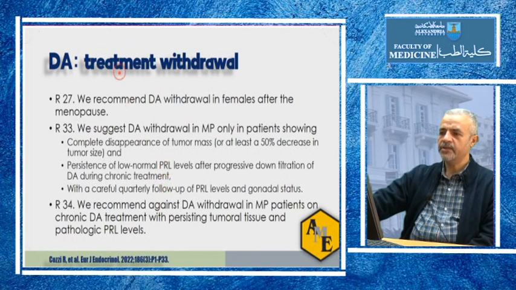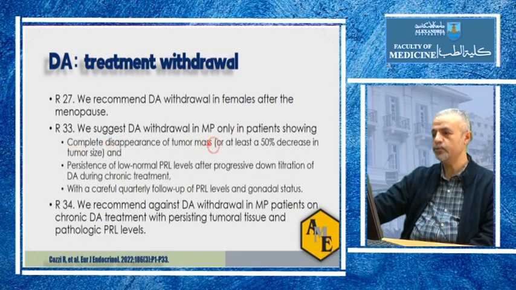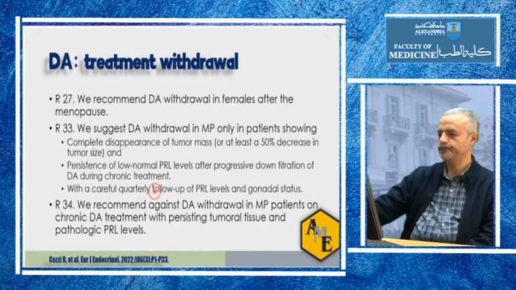That is why there is a recommendation that dopamine agonists should be withdrawn in females after the menopause. Again, another set of favorable factors which may increase the long-lasting remission chances include complete disappearance of tumor mass, or at least a 50% reduction in tumor size, and persistently low normal prolactin. After down titration of the dose, you have to carefully follow up your patients, quarterly and then annually.